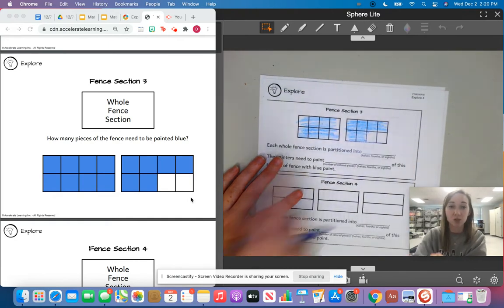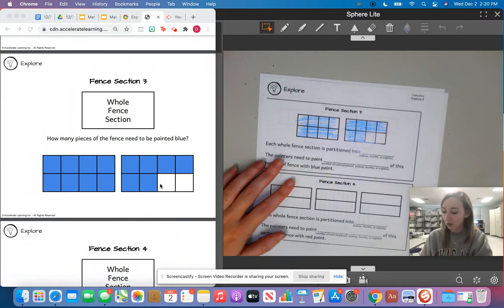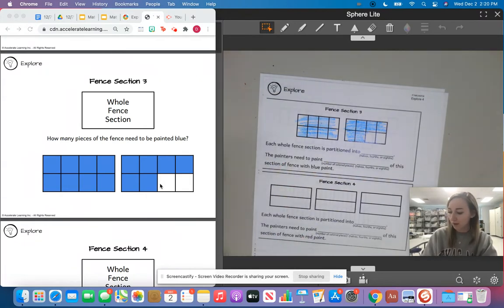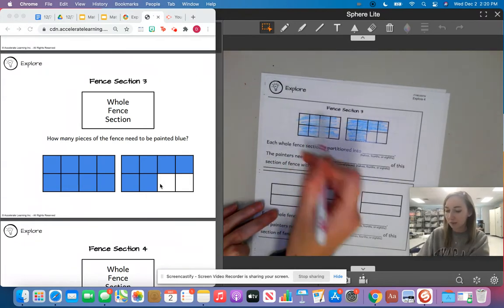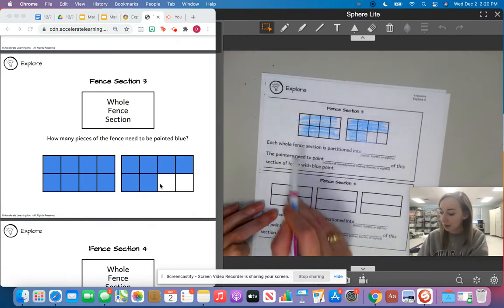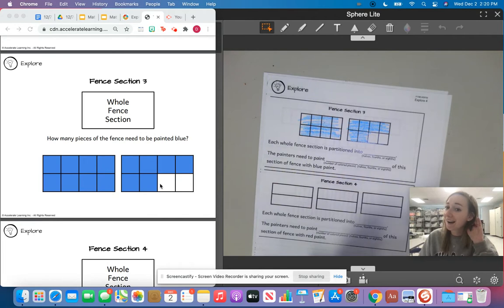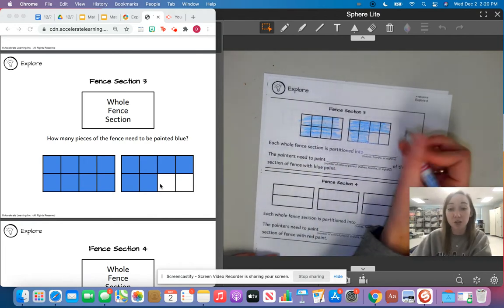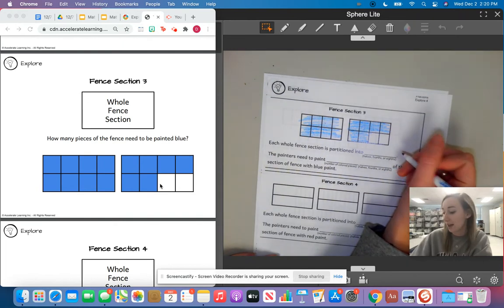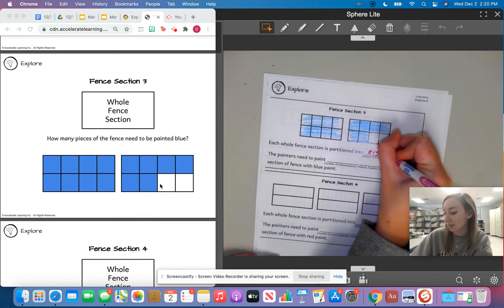Okay, so that looks just like my example up here. And you guys are going to help me fill this out. So each whole fence section is partitioned. So this whole fence section and this whole fence section, they are both partitioned into halves, fourths, or eighths. What do y'all think? Shout it out. They are both sectioned or partitioned into eighths.